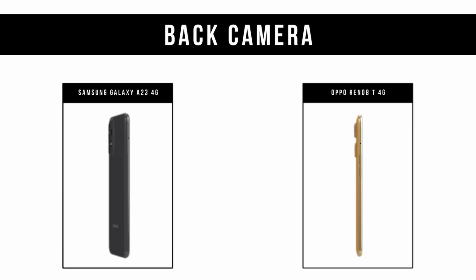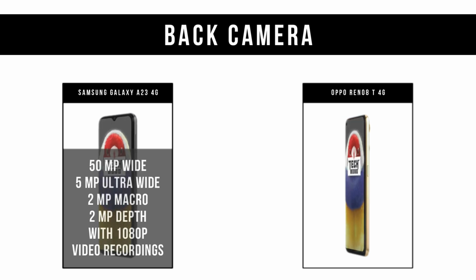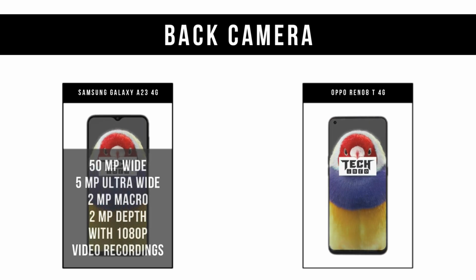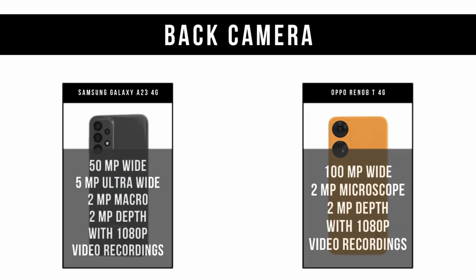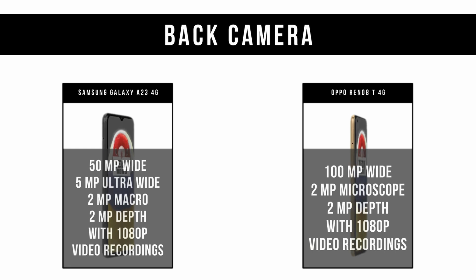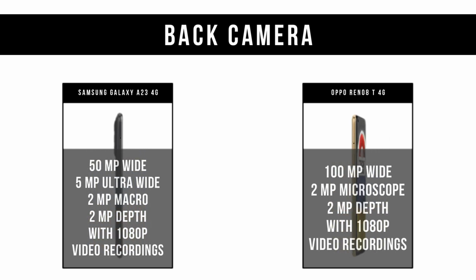Back camera. Samsung Galaxy A23 4G is 50MP wide, 5MP ultra-wide, 2MP macro, and 2MP depth camera, with 1080p video recordings. Oppo Reno8 4G is 100MP wide, 2MP microscope, and 2MP depth camera, with 1080p video recordings.